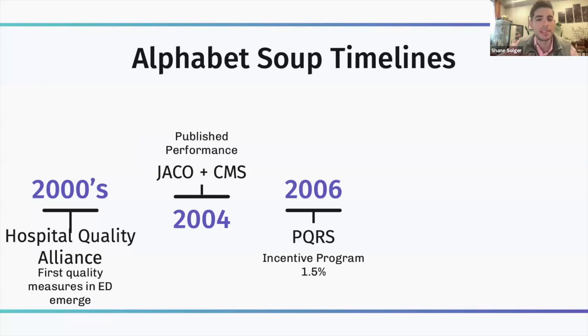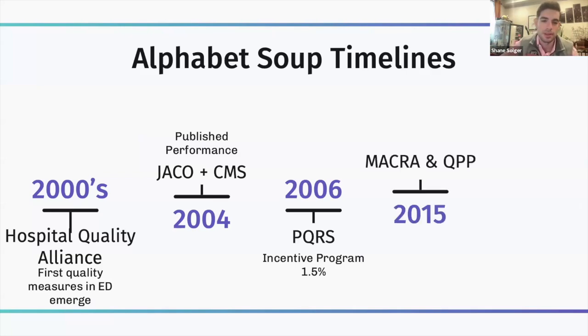It was initially meant to be an incentive program, so those providers who took care of Medicare patients could receive an extra 1.5% of reimbursement for submitting quality metric data to CMS. And it was during this time that ACEP developed quality metrics for diseases like PEs, ectopic pregnancies, and abdominal pain.